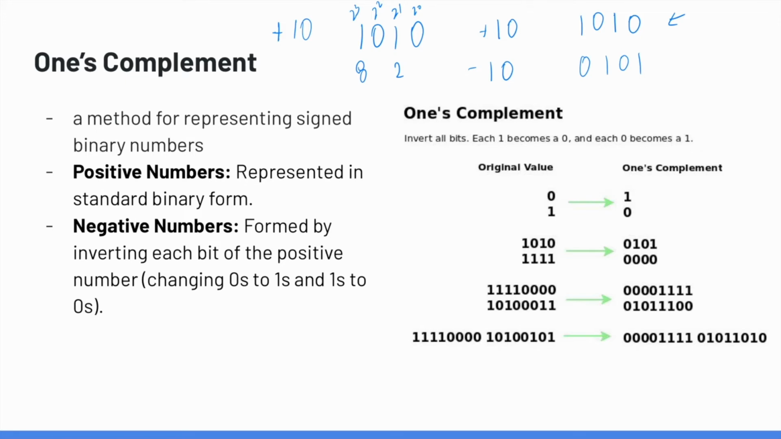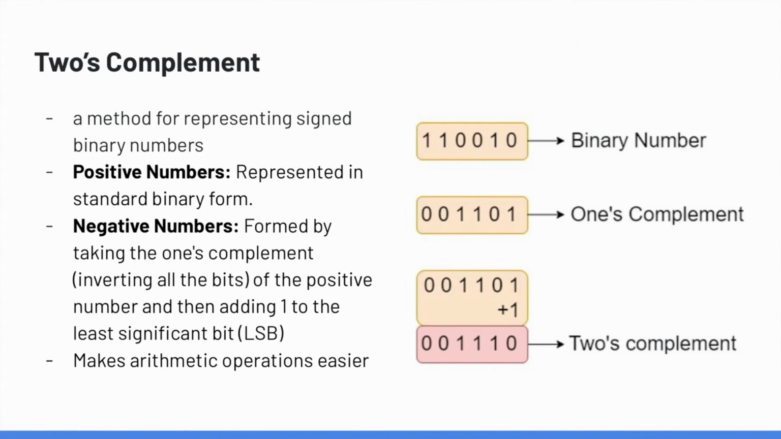So this right here would end up being equivalent to negative 10. Now, there are a myriad of problems with this approach. I'm not going to go into them now, but this is the reason why twos complement, which we're going to look at next, is actually more commonly used than ones complement. So now let's look at what twos complement is.